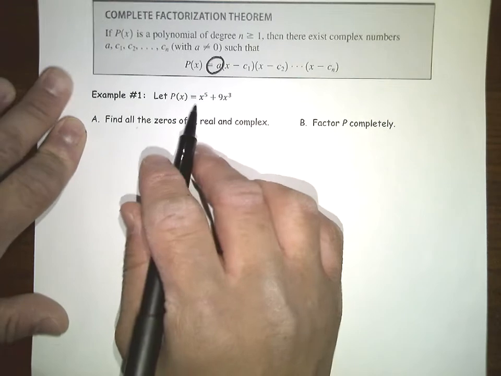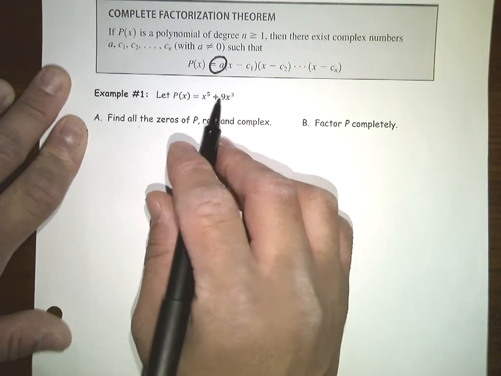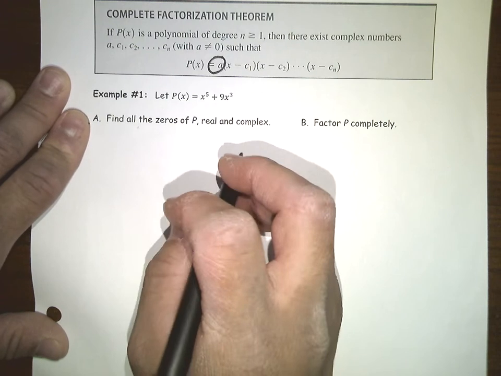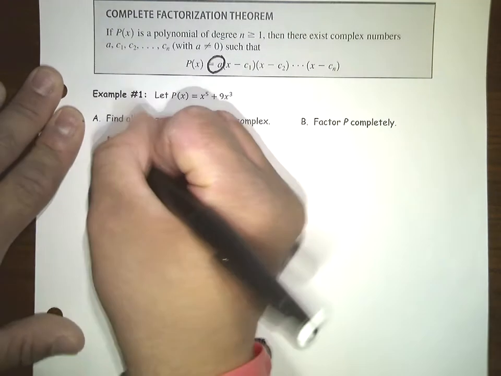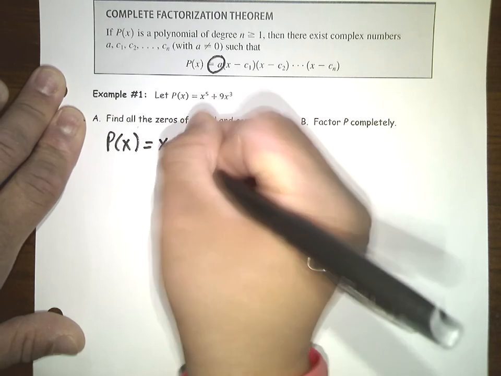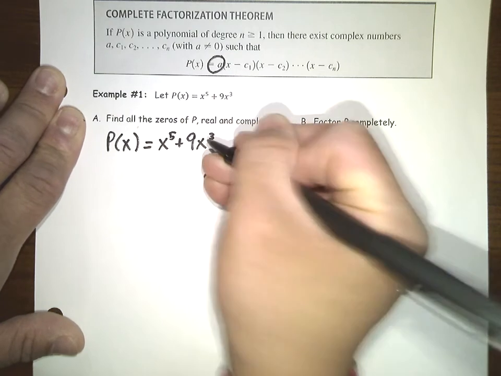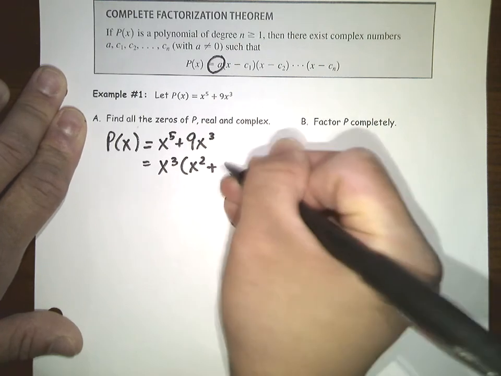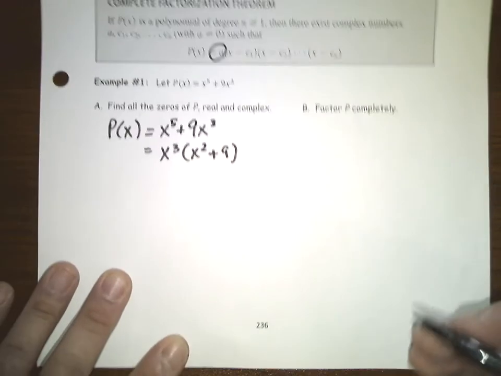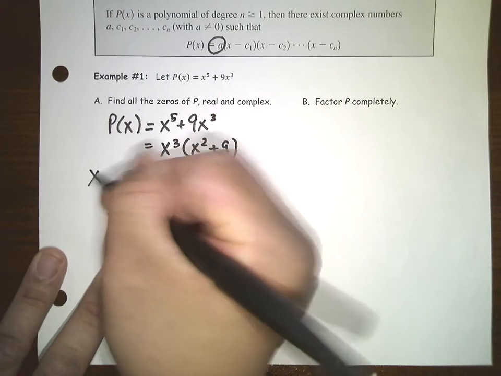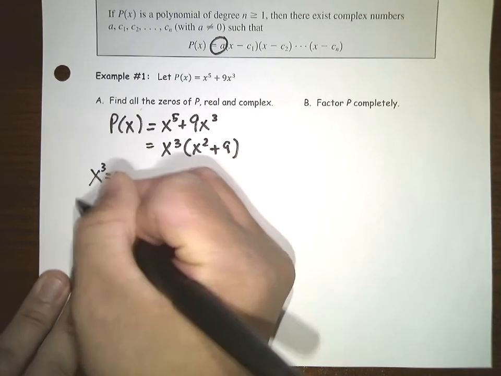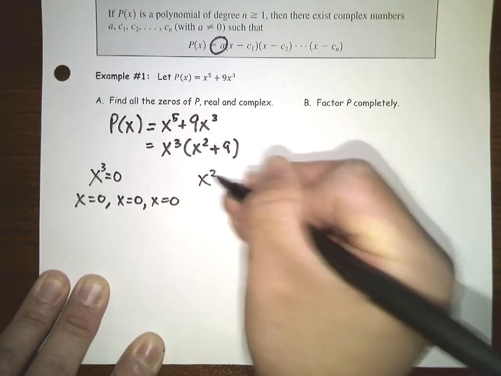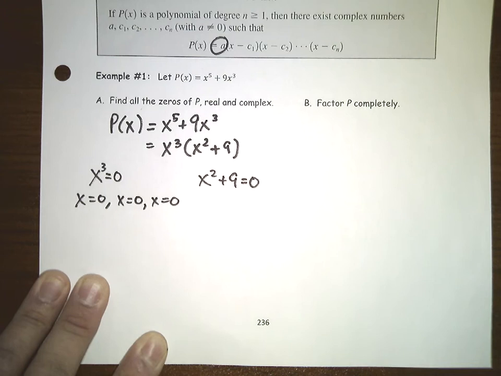Let P of X be X to the 5th plus 9X to the 3rd. Find all the zeros of P, real and complex, and then factor P completely. So P of X is X to the 5th plus 9X to the 3rd. I can factor out the X to the third, so it's X to the third times X squared plus 9. And I know that 3 of the zeros will be from X to the third, so X equals 0, X equals 0, X equals 0. Then X squared plus 9 is equal to 0.